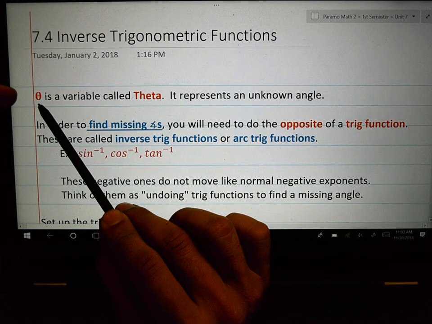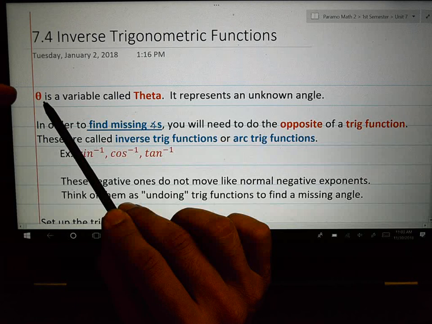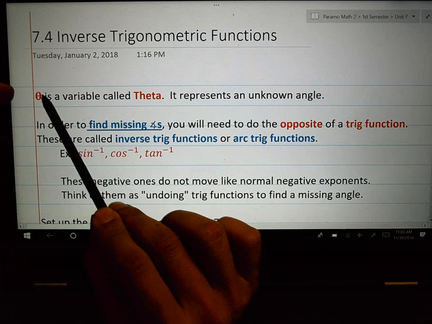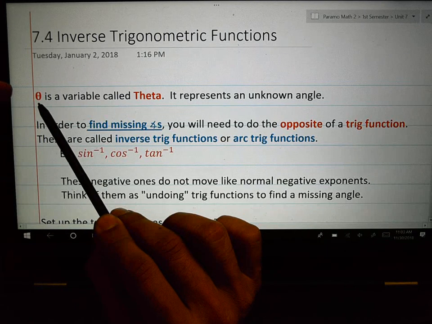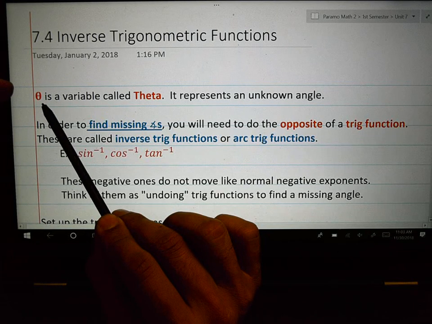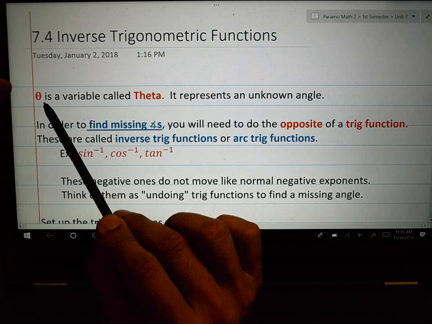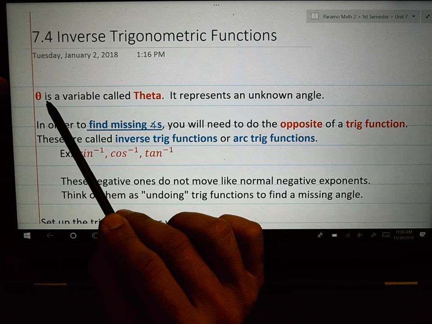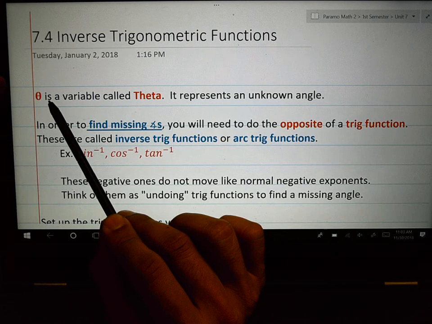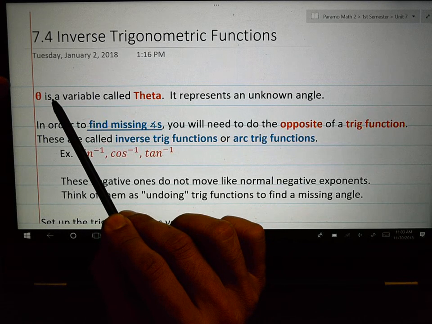It's the variable theta. It looks like a capital O with a bar that goes right through the middle horizontally. It's a Greek letter. When you see theta, it means this is an unknown angle. We have no idea how many degrees it is. We're going to have to figure it out.